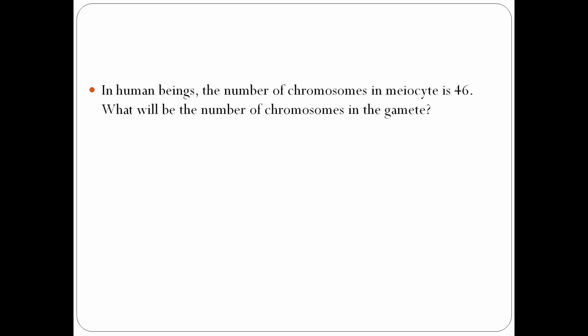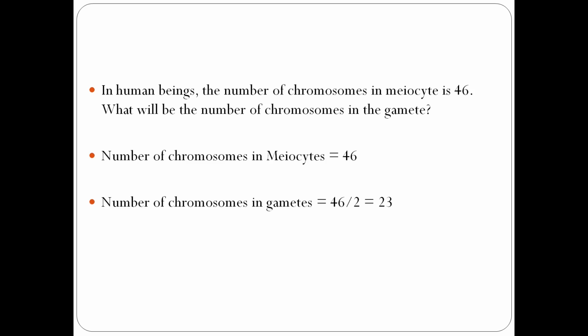haploid. In human beings, the number of chromosomes in meiocyte is 46. What will be the number of chromosomes in the gamete? So gamete will have half the number, so it is 46 by 2. Gametes will have 23 chromosomes.